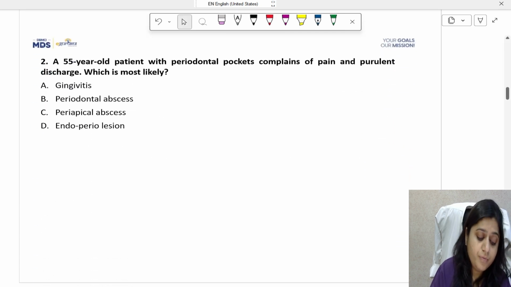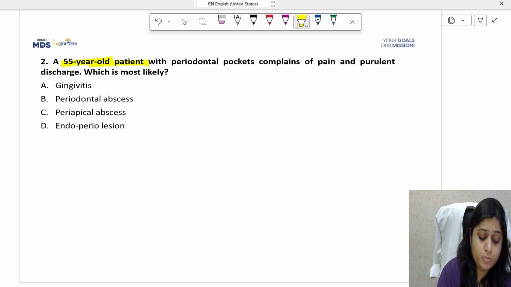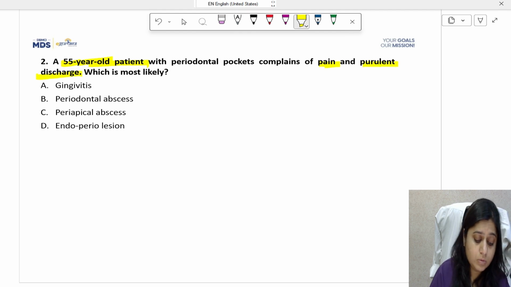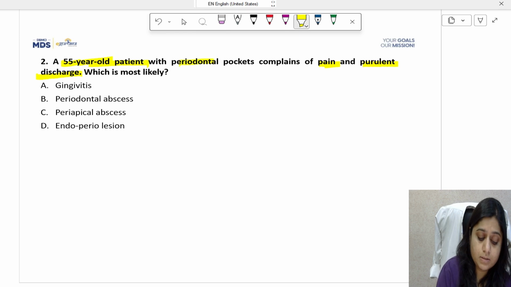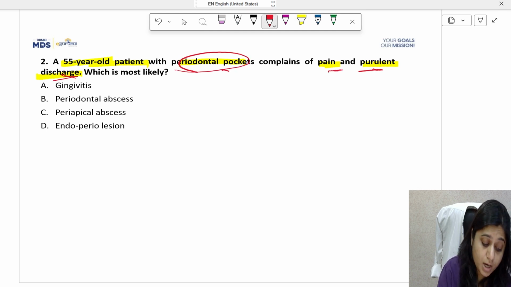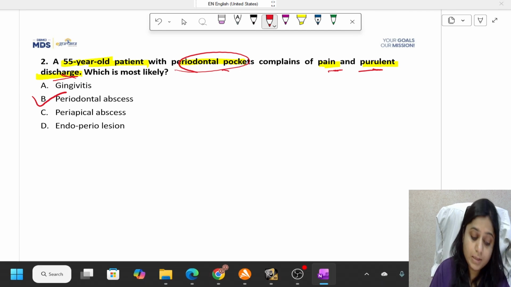Now the next question. A 55-year-old patient with a periodontal pocket complains of pain and purulent discharge. What is the most likely diagnosis? Option A is gingivitis, B is periodontal abscess, C is periapical abscess, and D is endoperio lesion. There is a periodontal pocket present, with pain and purulent discharge. The answer to this question is option B, which is periodontal abscess.